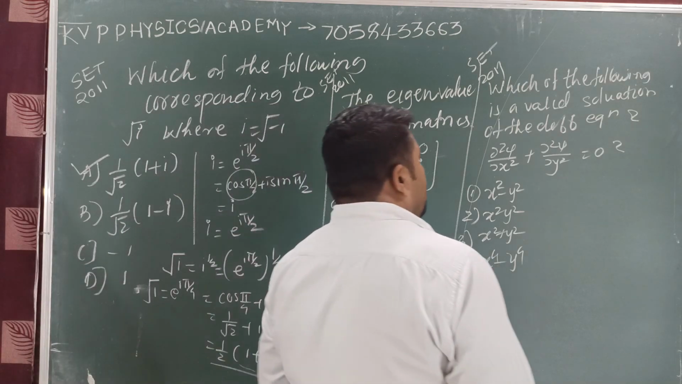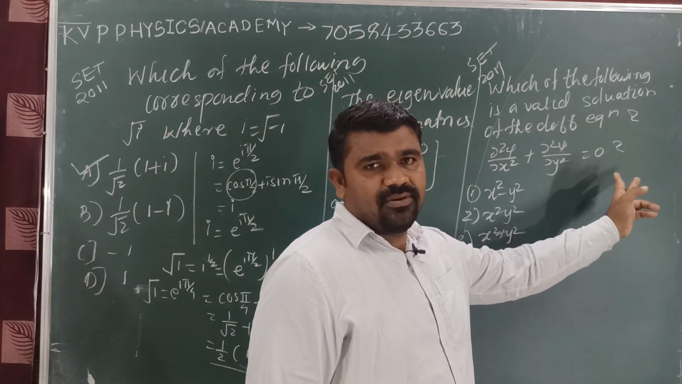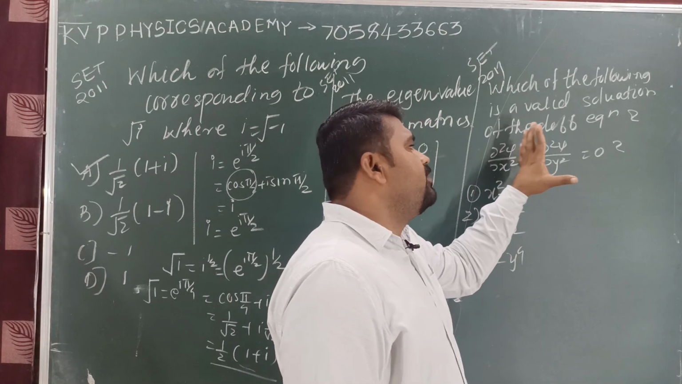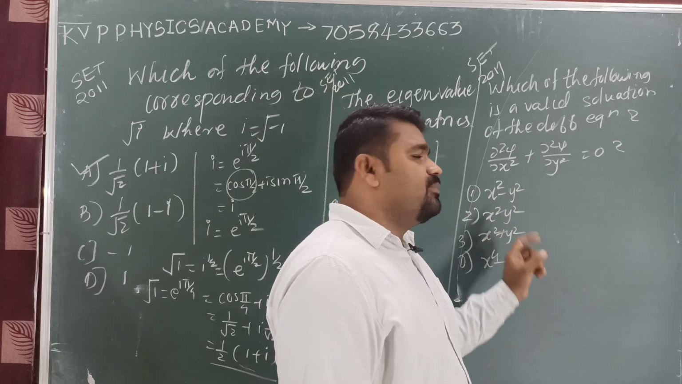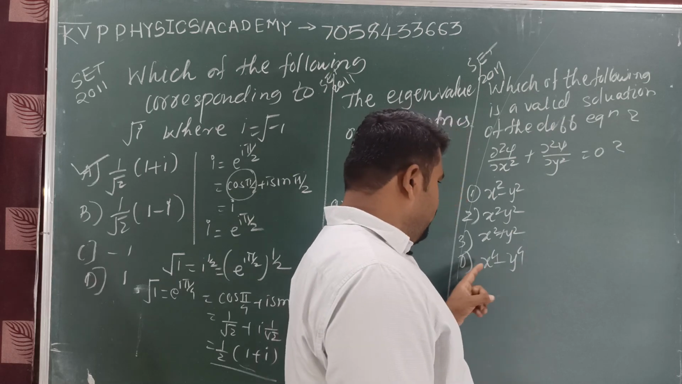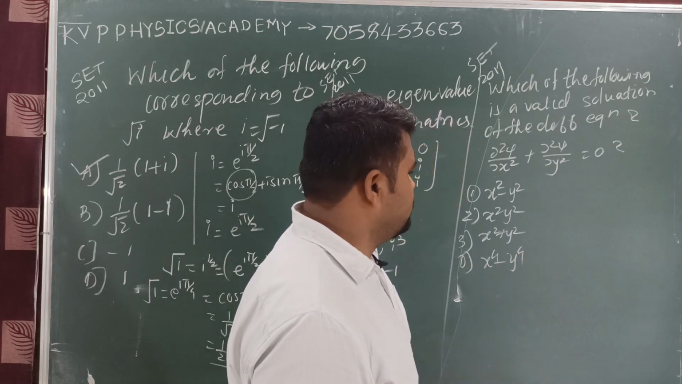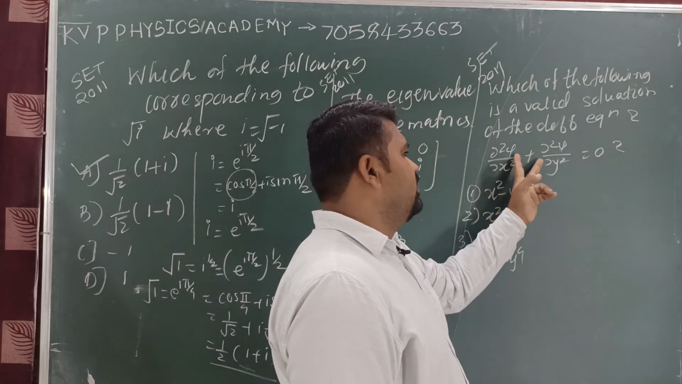Third one. Which of the following equations satisfy these conditions? Okay. Means we can substitute the values one by one. The first psi value is x square minus y square. The second psi value is x square y square. The third value is x square plus y square. The fourth value is x square minus y square. We can substitute this value in this equation.